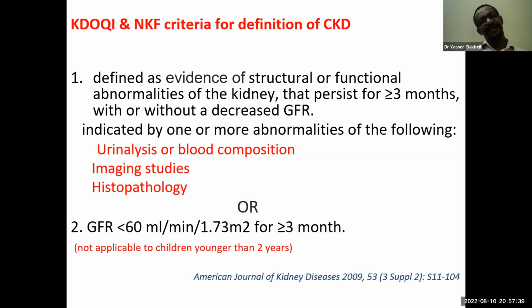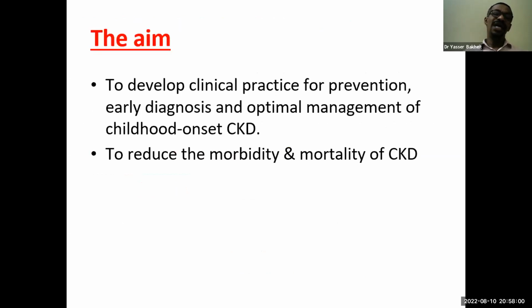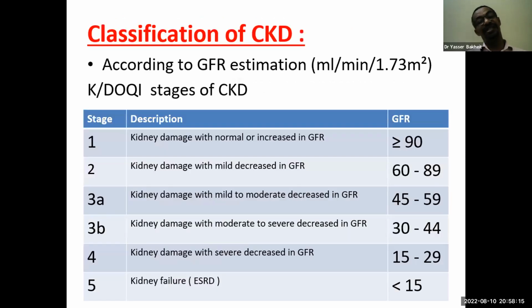The other definition is GFR less than 60 ml per minute per 1.73 square meter of surface area for 3 months or more. This definition is not applicable for children younger than 2 years because the kidney is still immature. The aim of this definition is to develop clinical practice for prevention, early diagnosis, and optimal management of childhood-onset chronic kidney disease, to reduce its mortality and morbidity.